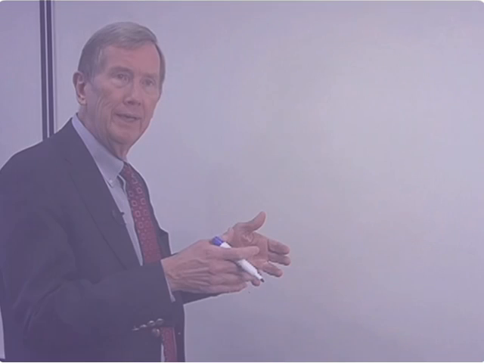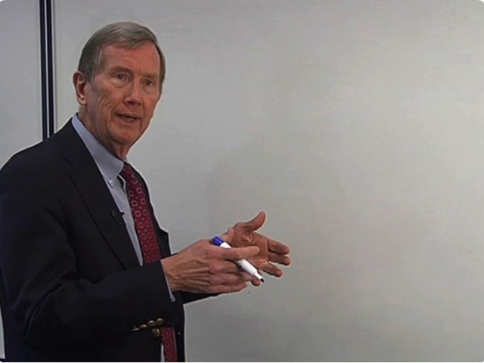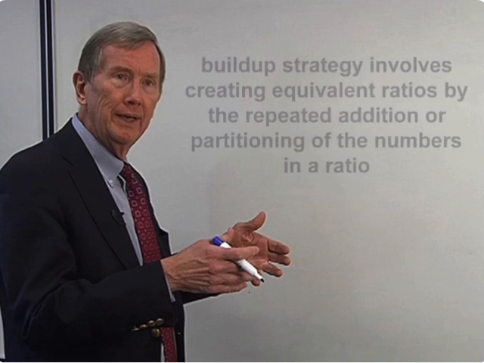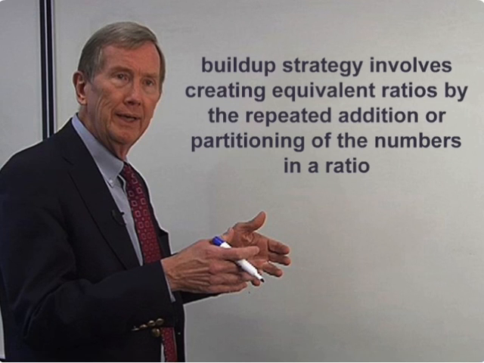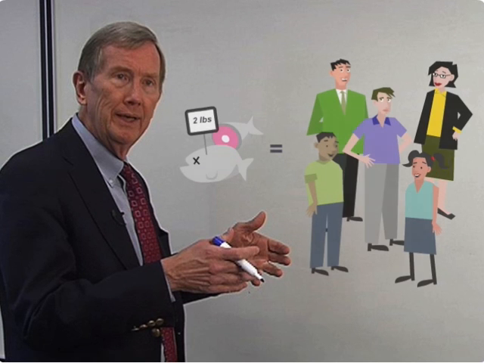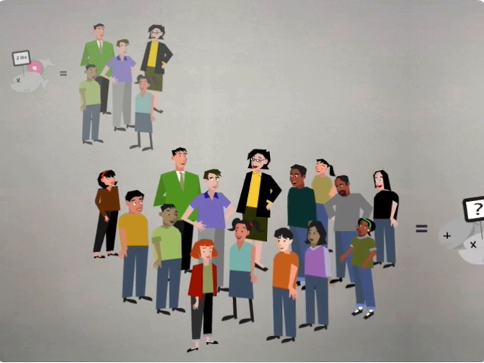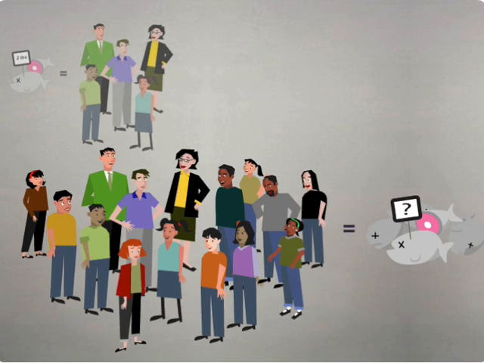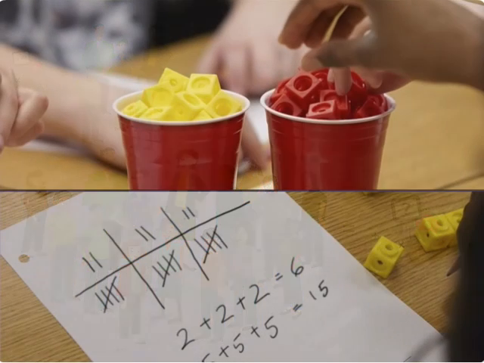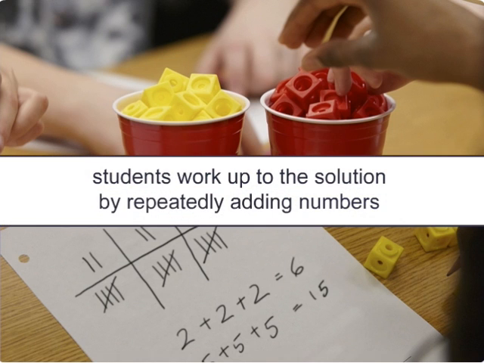Teachers can demonstrate a build-up strategy to show reasoning through questions such as these. The build-up strategy involves creating equivalent ratios by the repeated addition or partitioning of the numbers in a ratio. For example, 2 pounds of fish will serve 5 people. If we expect 15 people to come for dinner, how many pounds of fish should we buy? Students might initially tackle that problem with counters or by drawing a diagram. By using a build-up approach, students work up to the solution by repeatedly adding numbers.